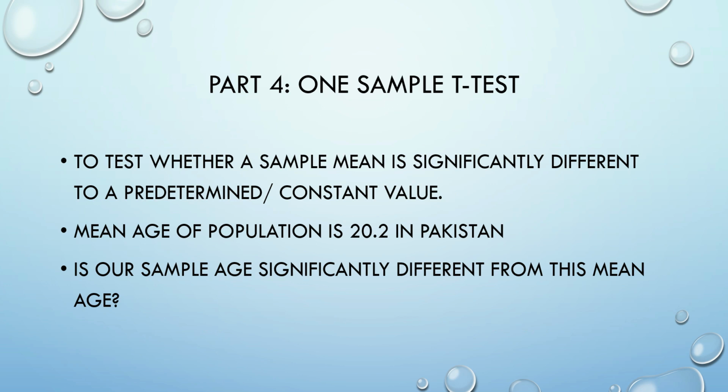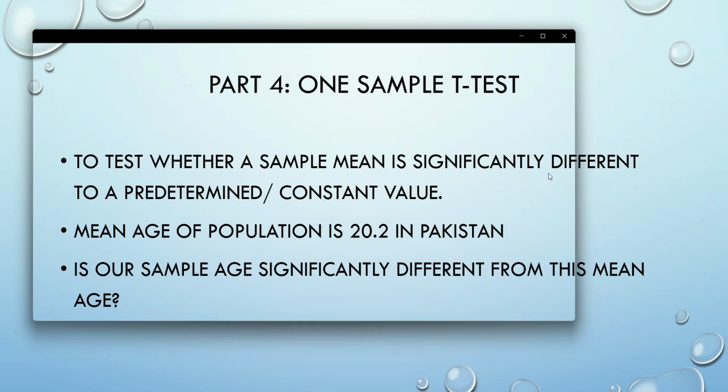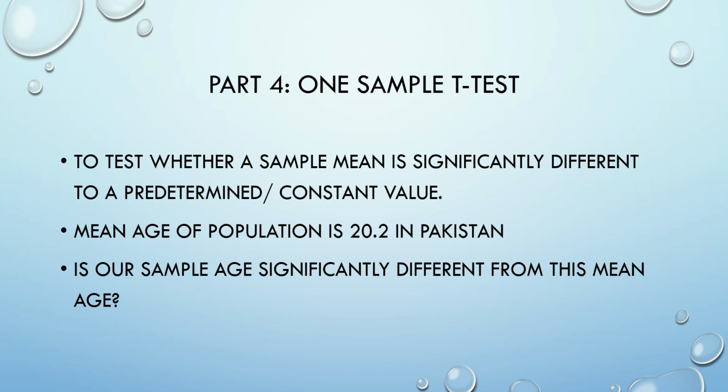In part 4 we are going to discuss one sample t-test. The purpose of one sample t-test is to test whether a sample mean is significantly different to a predetermined constant value. For example, the mean age of population is 20.2 years in Pakistan. So we are going to test if our sample's age is significantly different from this mean age.